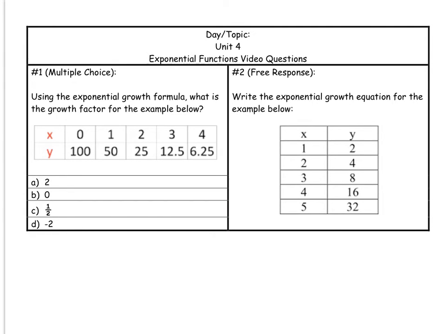So in these two questions, for multiple choice question number 1, using the exponential growth formula, which again is y equals a times b to the x, what is the growth factor for the example below? So this is actually not a growth factor. This sequence is getting smaller, so we're going to call it a decay factor. How are we getting from 10 to 50, 50 to 25, 25 to 12.5, and 12.5 to 6.25? So this one I'm just looking for the b. That's all we're looking for in this one.